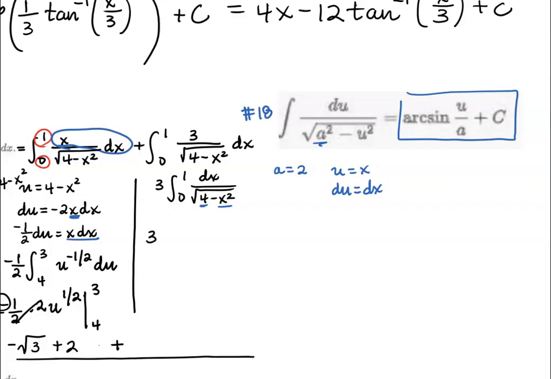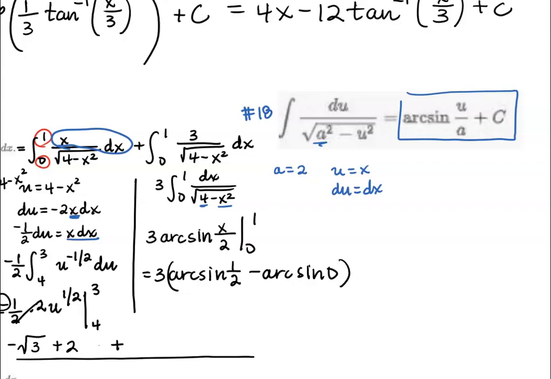So we have 3 times, I'm actually going to integrate now to get arc sine or sine inverse of u over a. So that's x over 2. And then we're going to be evaluating that from 0 to 1. So we're going to first plug in the upper limit of 1. So we have arc sine of 1/2. And then we will subtract and plug in the lower limit of 0. So we have arc sine of 0.